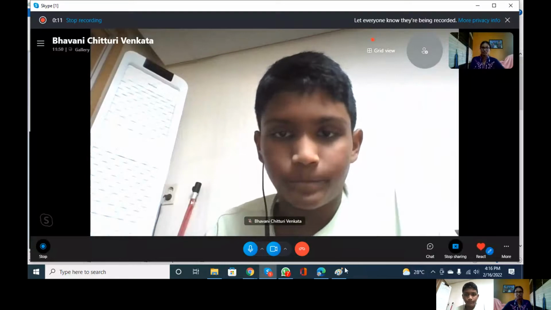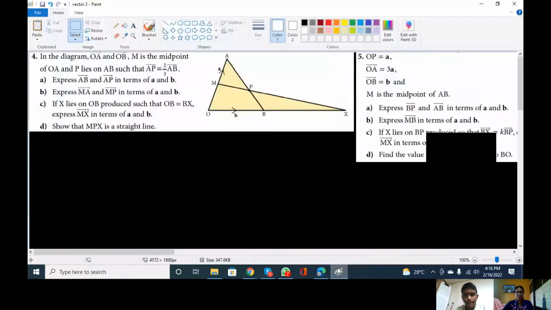Question number 4. Here are your questions. Fourth question. In the diagram, vector OA and OB, M is the midpoint of OA and P lies on AB such that AP is equal to 2/3 of AB.